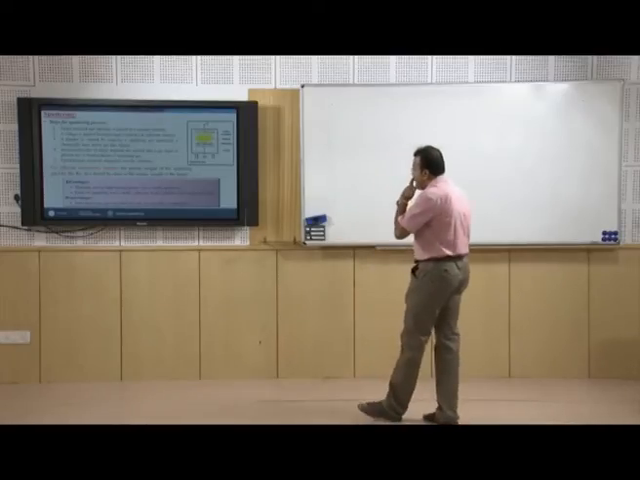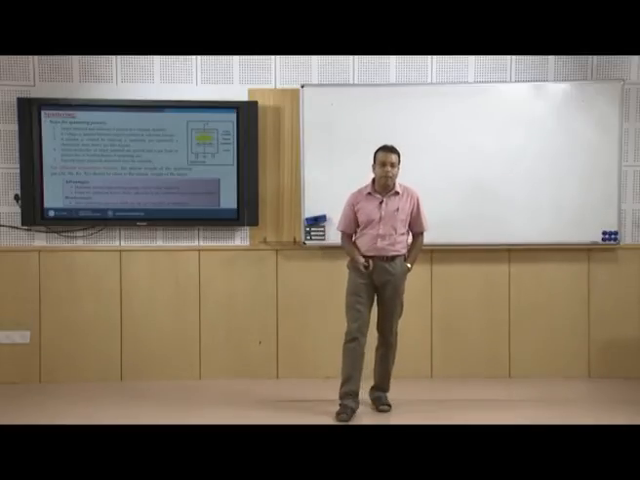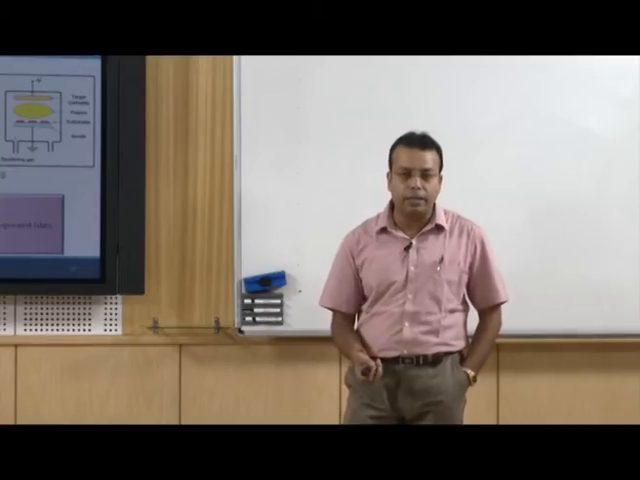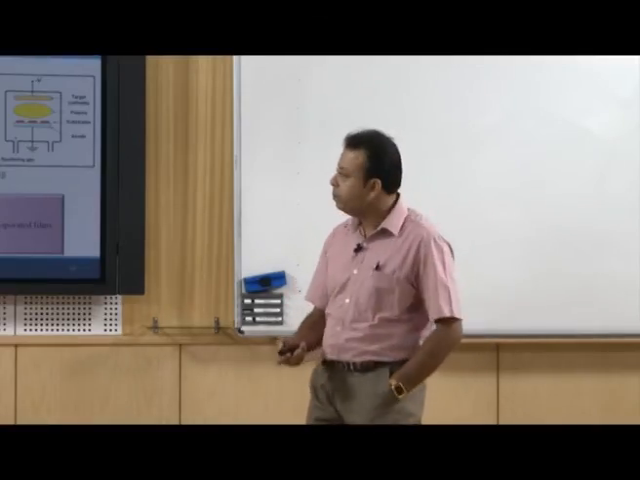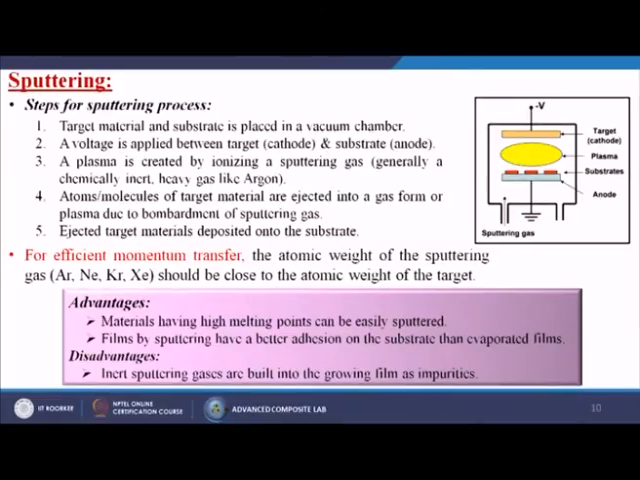Next is called sputtering. It is a common and easily available method, and nowadays we are extensively using these sputtering techniques everywhere. So, the steps for the sputtering process: first you have to put a target material and a substrate in a vacuum chamber. So this is your vacuum chamber where you are putting your substrate, and then you are putting your target materials or source materials over there.